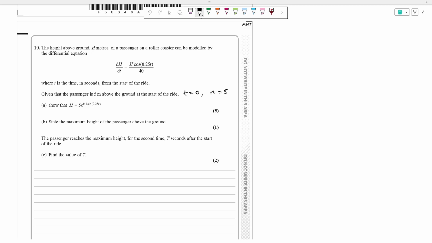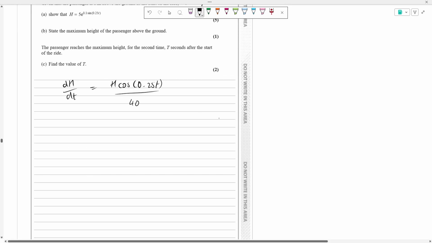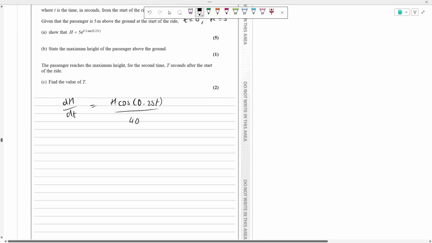Let's start with this. We've got dh over dt, and essentially we're going to rearrange this in a way where we can integrate, because we have a sine here and we need to get rid of this differential. So we have an h. I'm going to move the h to the left hand side of the equation because it is on the numerator, and I'm going to keep all the t stuff on the right hand side.